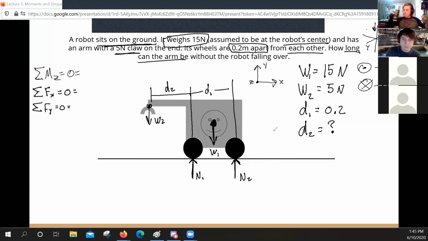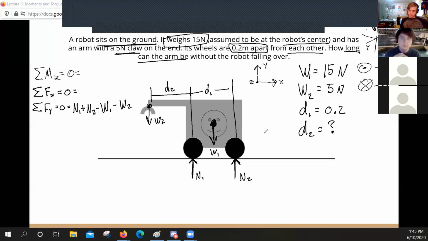So in the sum of all y equals 0, we would have N1 plus N2 minus weight 1, and then minus weight 2 also. Perfect. Okay. For the sum of all x equal to 0, is it force minus friction?